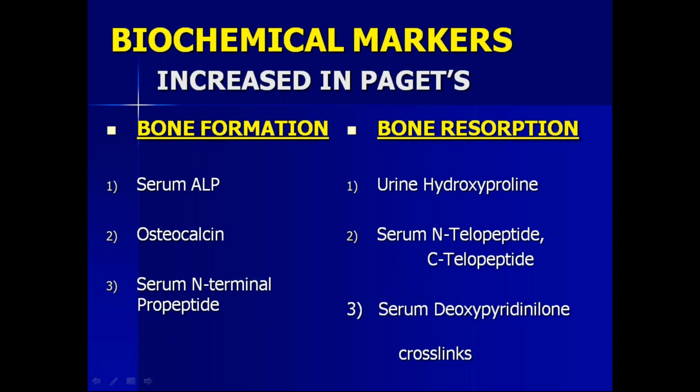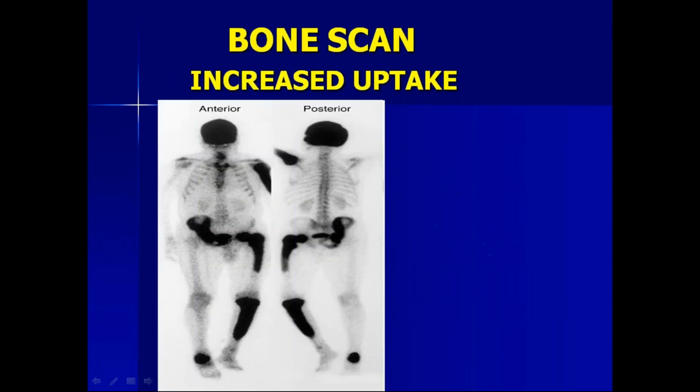In bone formation, serum alkaline phosphatase is increased, osteocalcin is increased, and serum N-terminal peptide. This is important in AIIMS. In your AIIMS bits, you can find this table where you need to learn which are the markers in bone formation and bone resorption. In early stages of Paget's, you will have more bone resorption markers. In late stages of Paget's, where you have bone formation, you will have ALP, osteocalcin, and so on.